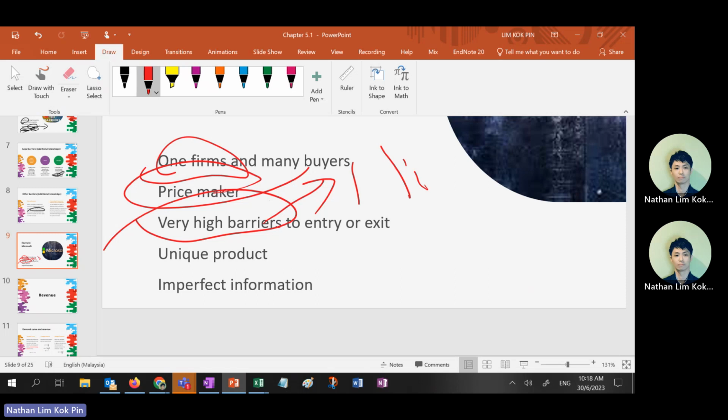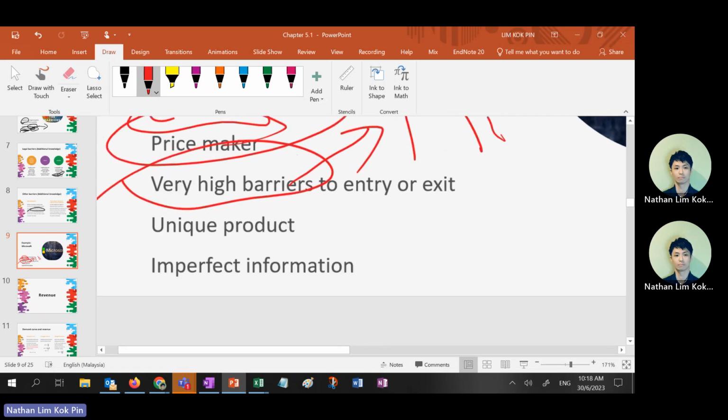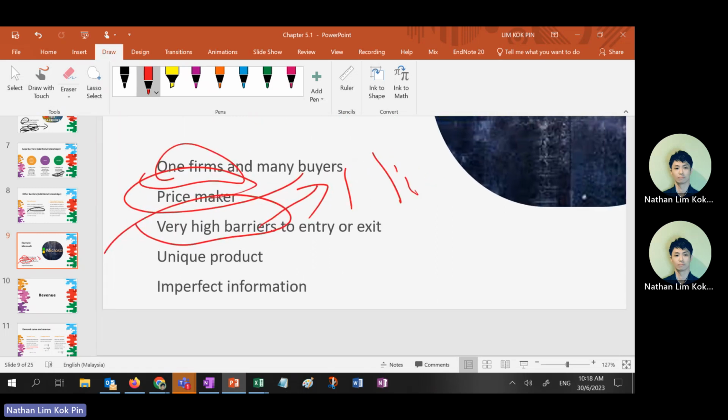Why do you know feng shui? Because I have a lot of Chinese friends. You know Chinese friends, right? So these are very high barriers. Is the casino product unique? Yes.